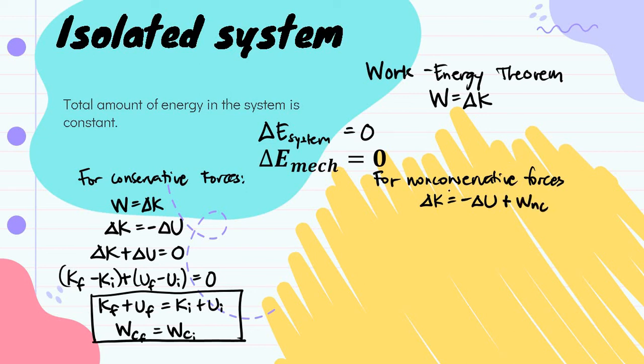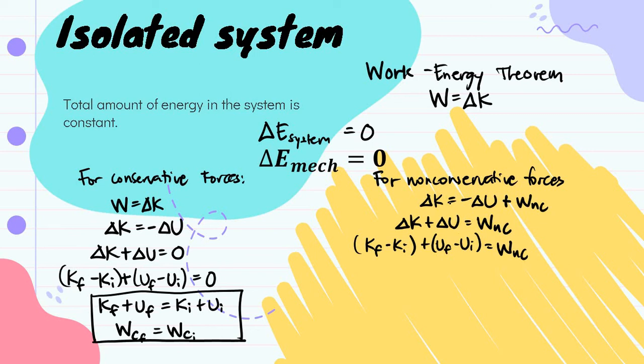All right. So for every change happening in the kinetic energy, there is an addition of the non-conservative force. So plus work done by non-conservative force. All right. So we transpose negative delta U to the other side. So this will become delta K plus delta U is equal to work done by non-conservative force. Expand the formula again. So final kinetic energy minus initial kinetic energy plus final potential energy minus initial potential energy is equal to work done by non-conservative force.